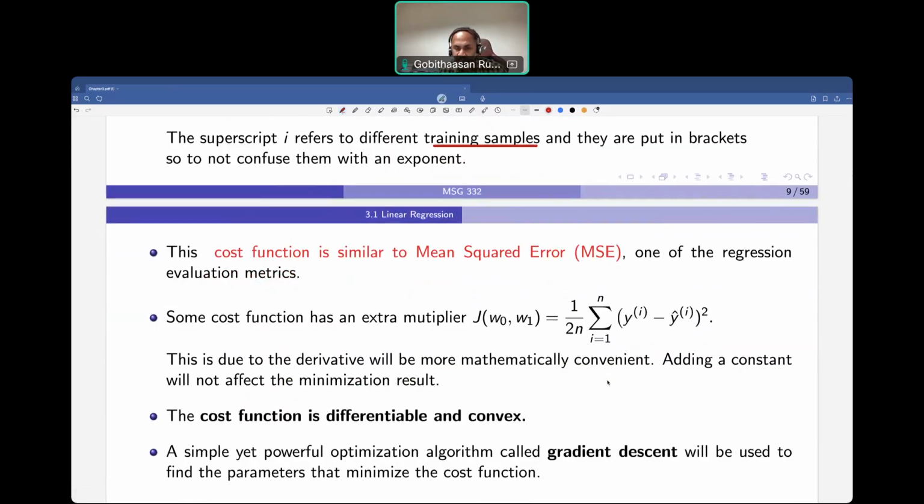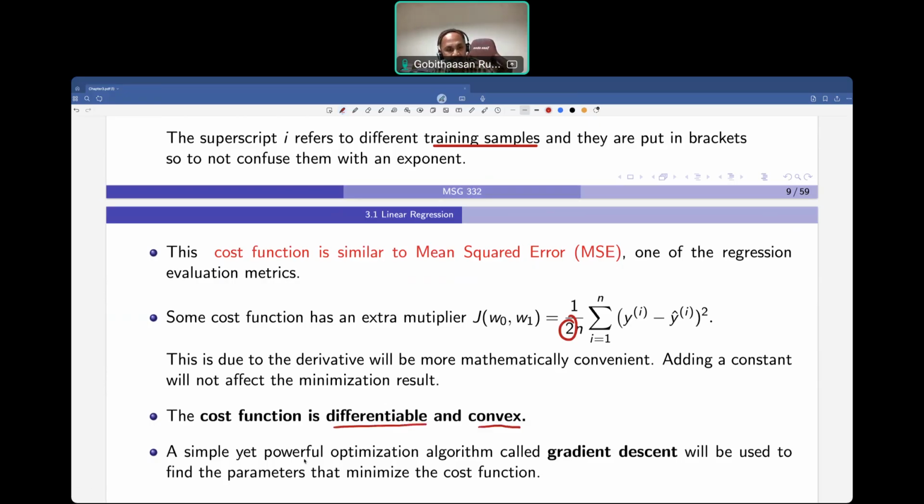Sometimes we have an extra term here, divide by 2. It's just that sometimes it tends to get the accuracy faster, and sometimes it might slow it down, right? As long as the cost function that we are going to use is differentiable, which means continuous, it doesn't break in between, and also convex. It's not concave, it's convex.